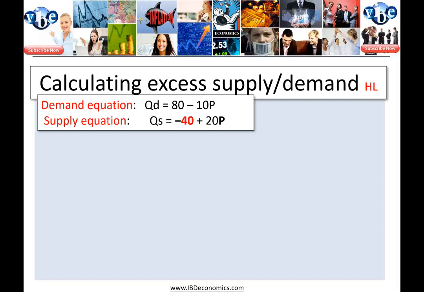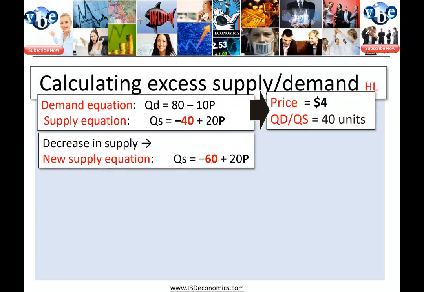We also need to be able to calculate if there is any excess supply or demand in the market. So the demand equation now, QD equals 80 minus 10p, and quantity supplied equals minus 40 plus 20p. So the price is $4, and quantity demanded and quantity supplied equal 40 units. Now suppose this is a decrease in supply. So the new supply equation, quantity supplied, is minus 60 plus 20p.